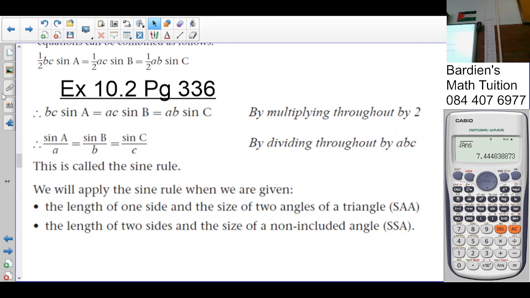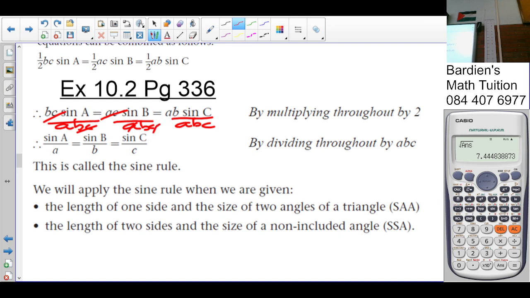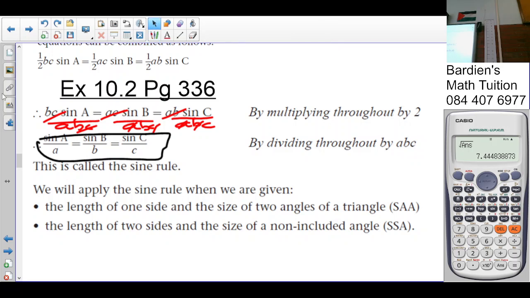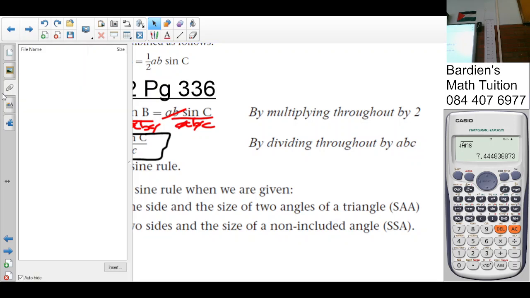Then they divided through by ABC. Can you see that? So BC cancels BC, so sine A over A is equal to sine B over B, which is equal to sine C over C. Can you see that? And that is the sine rule. Sine of A over A is equal to sine of B over B, which is equal to sine of C over C. This is called the sine rule.